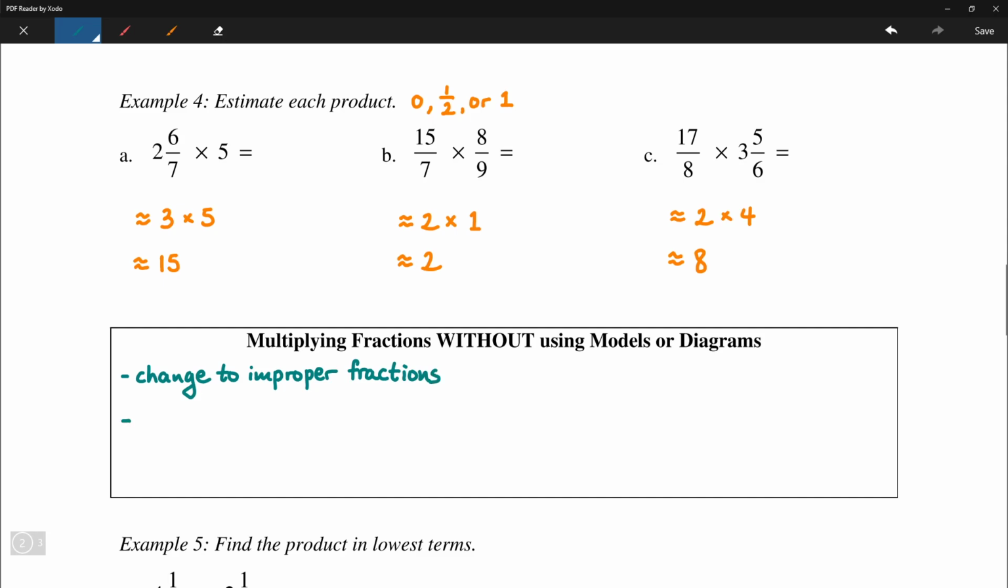Second part is to multiply, so numerators are multiplied together and then denominators are multiplied together. And the third step is to reduce and rewrite. And of course, as before, if it is possible to reduce before multiplying, then that's generally a good idea to keep the number smaller, and rewrite as a mixed number.